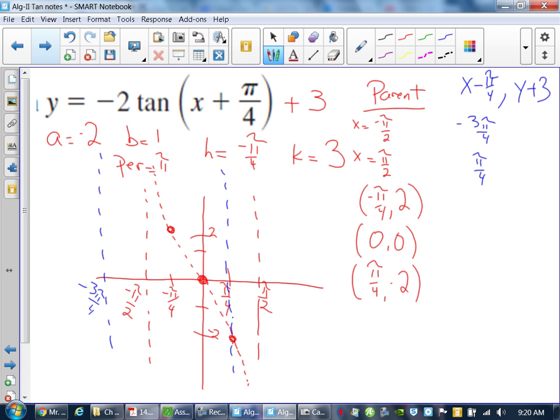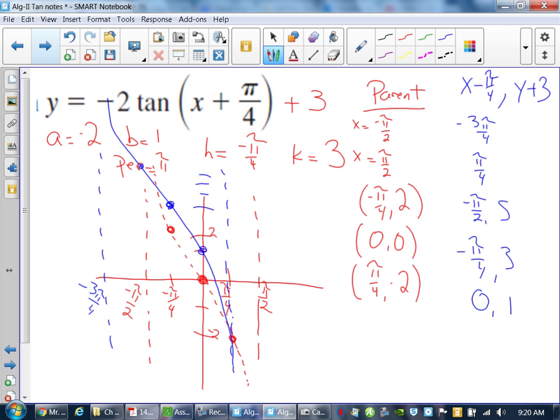Breakpoints. If I started at 0, I move 0 to the left, and then I have to move it up. So I'm at negative pi over 4 and 3. The other one will be at negative pi over 2 and 5. And this one will be at 0 and 1. And yes, sometimes these tangent graphs get kind of messy with the asymptotes and the parent functions. But the idea is being able to list out your ordered pairs. If you list out your ordered pairs, that's so important to be able to do.